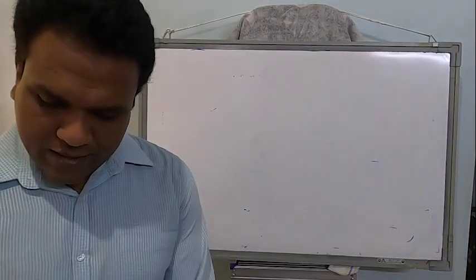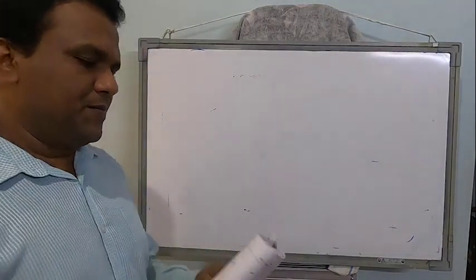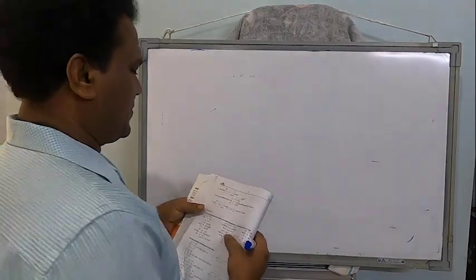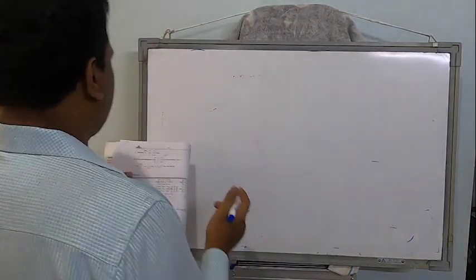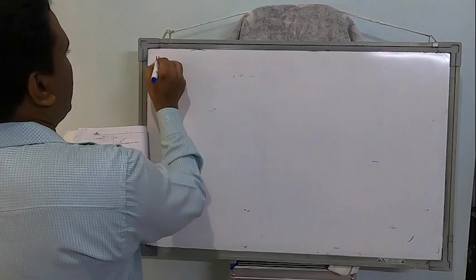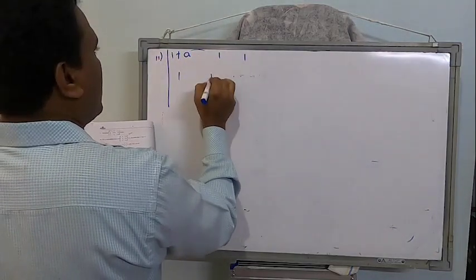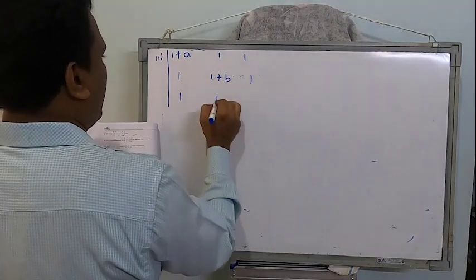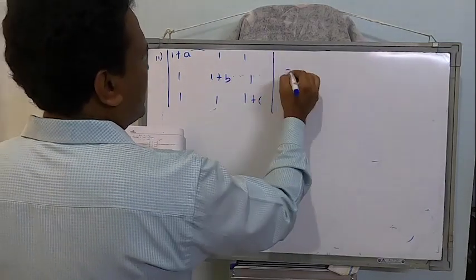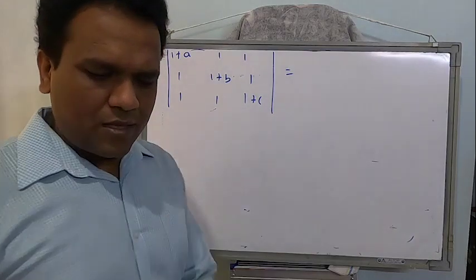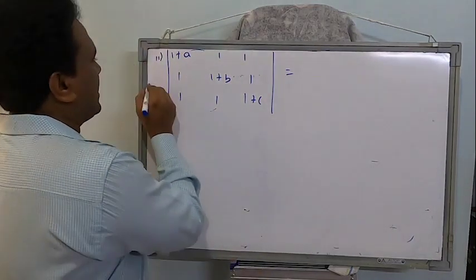Fine, let's move to the next. So let's go for the next problem number 11. So it is 1 plus a, 1, 1, 1, 1 plus b, 1, 1, 1, 1 plus c. Something they have given on the right side. Let's come to that later on. So let me start with the LHS directly.